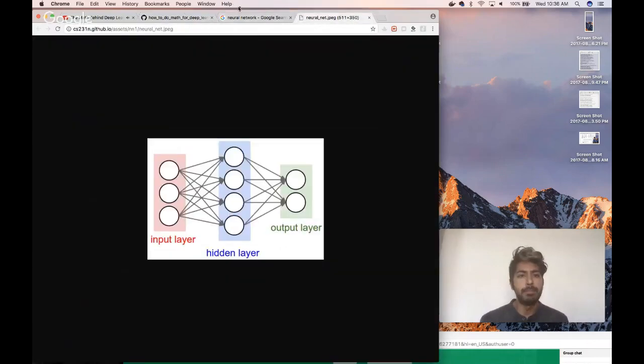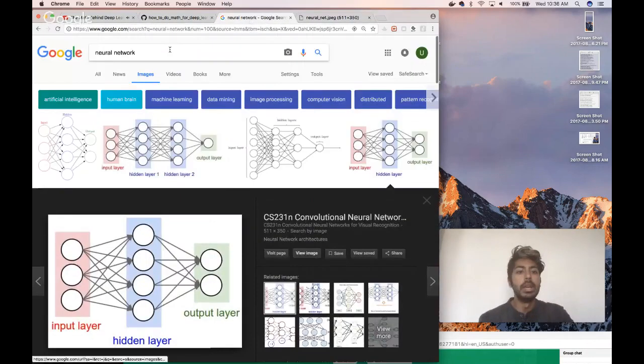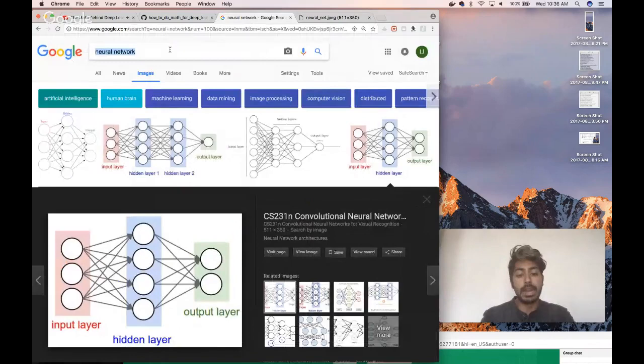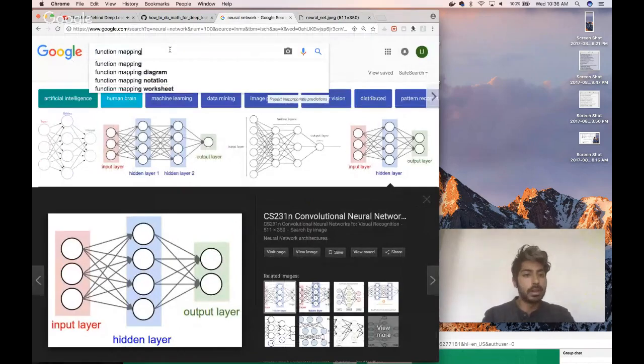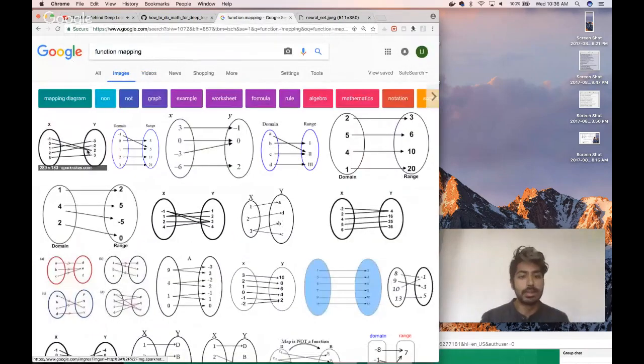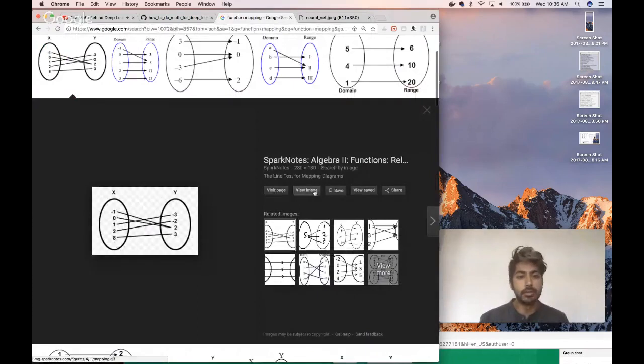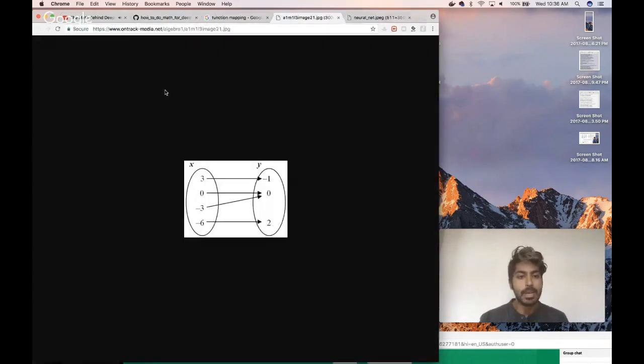It learns the mapping between two sets of values, an input and an output. When you think of a mapping, it's just a map. For these x values, what are the y values? If you have a 3, then the associated y value will be -1. If a 0, it's going to be a 0. If a -3, it's going to be 0. So there's always a mapping.